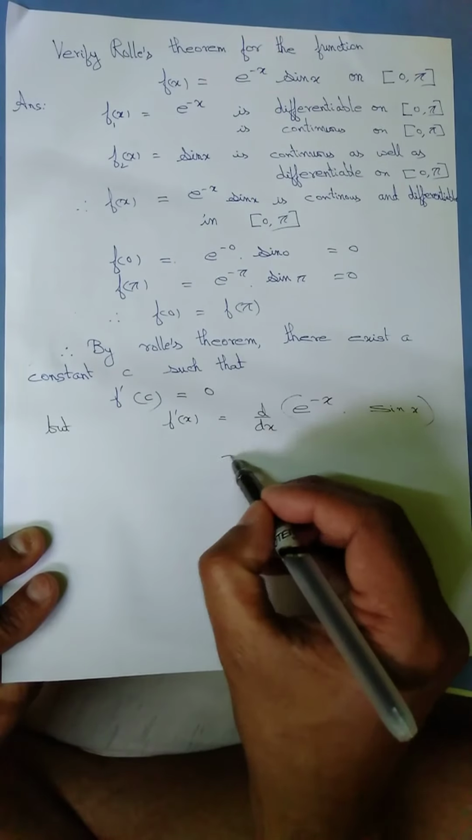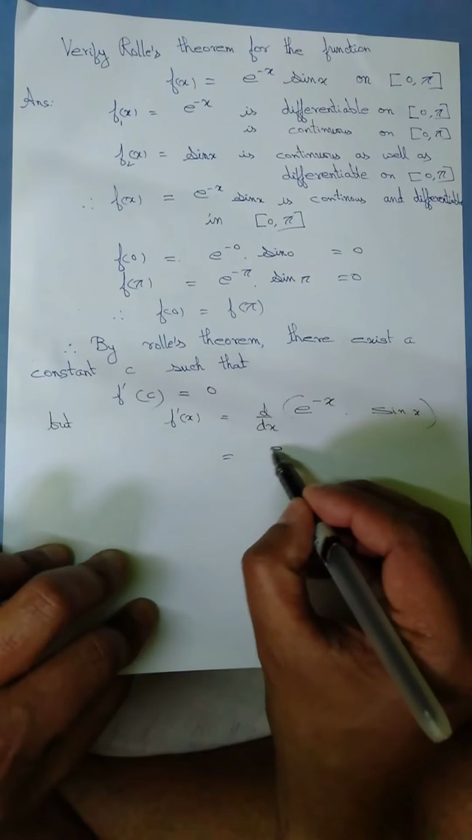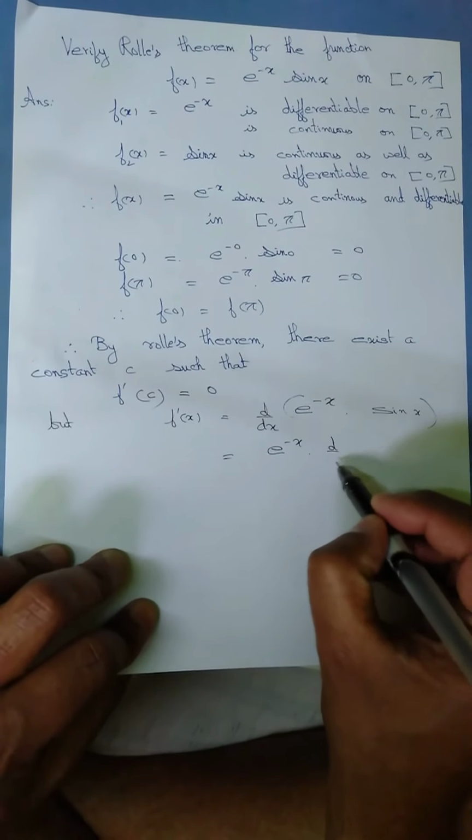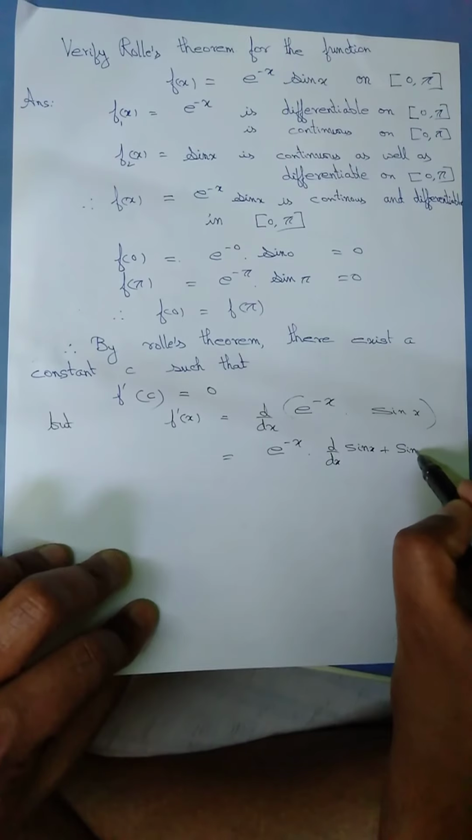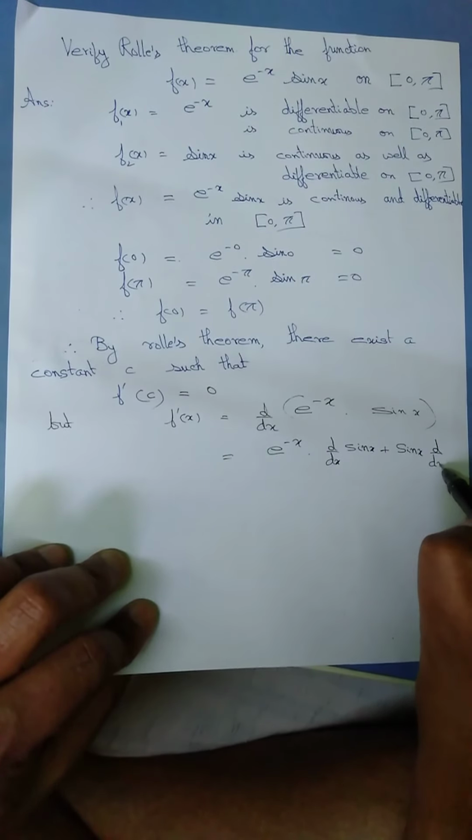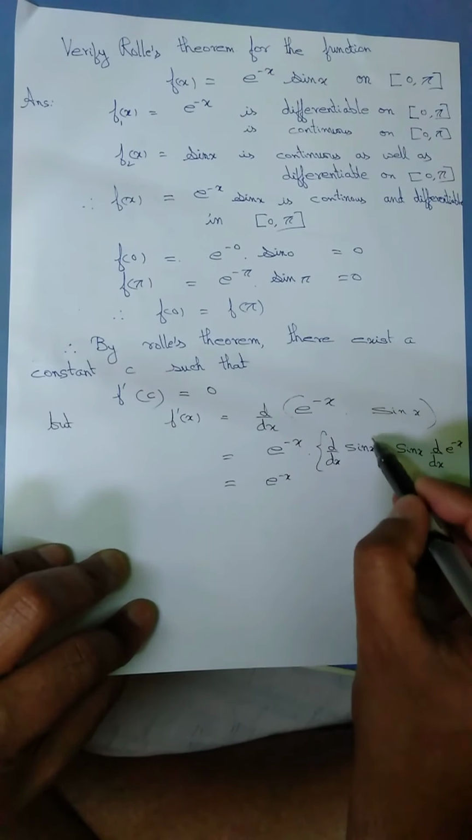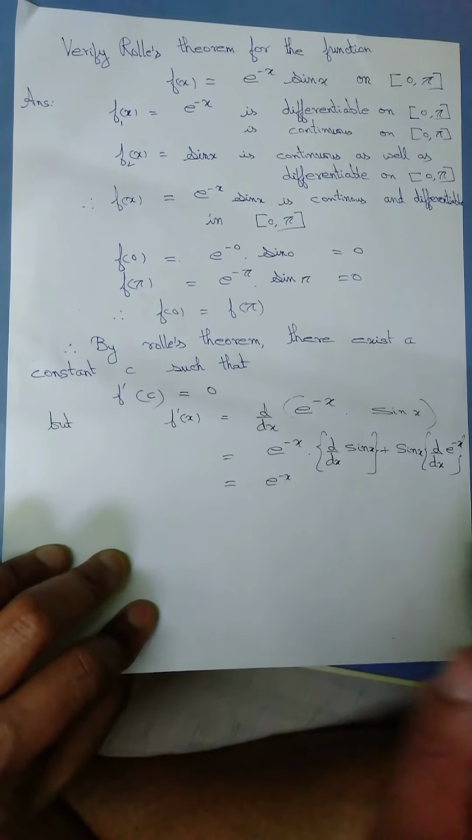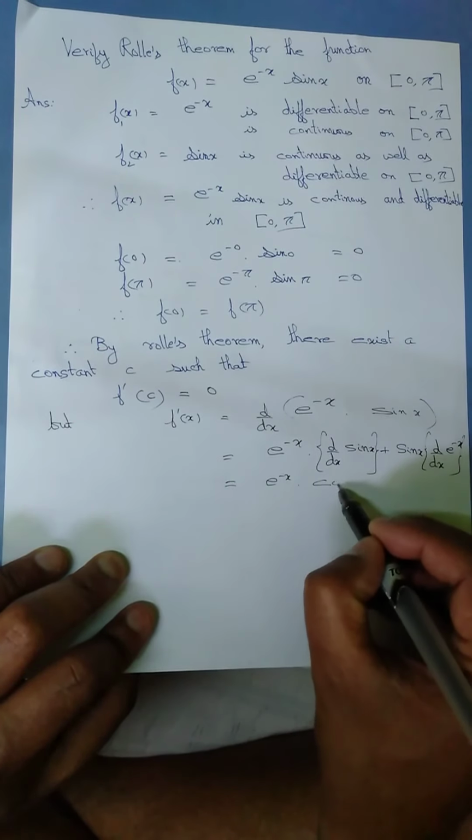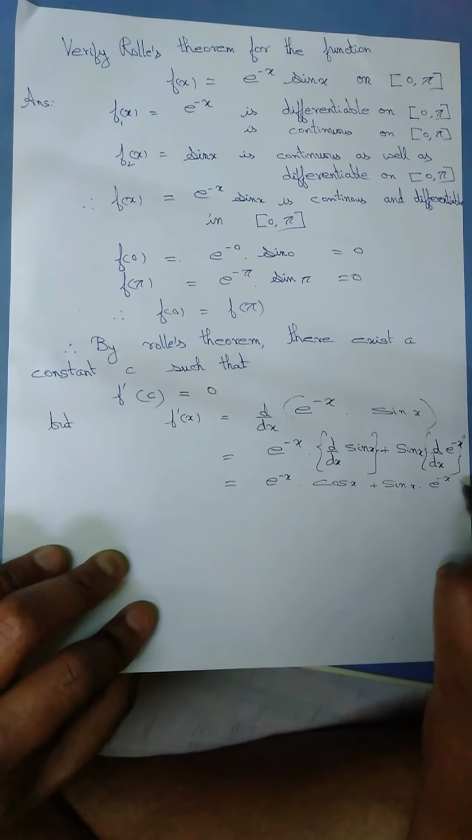That's a product of two functions. So first into derivative of second, e to the power minus x into d/dx of sine x, plus second into derivative of first. That is, u into derivative of v plus v into derivative of u. So the derivative of sine is cos, and the derivative of e to the power minus x is e to the power minus x into the derivative of minus x, that is minus 1.